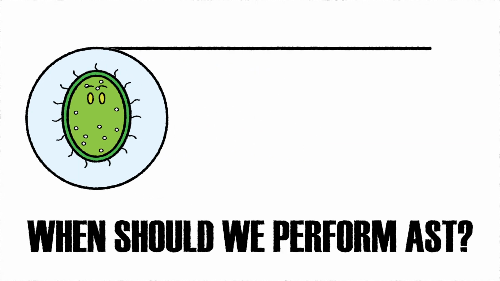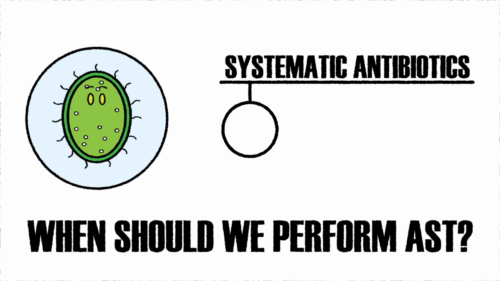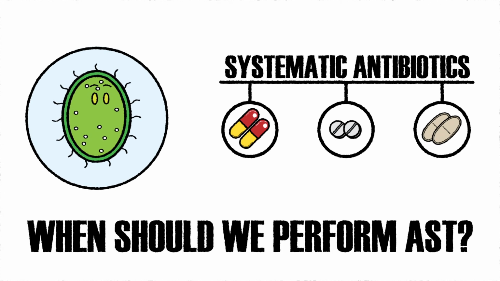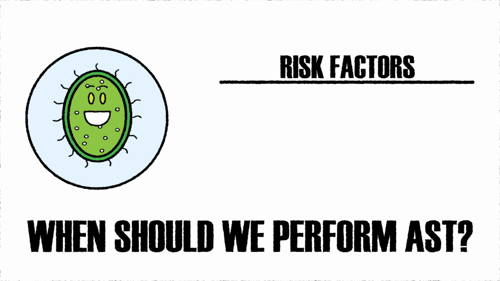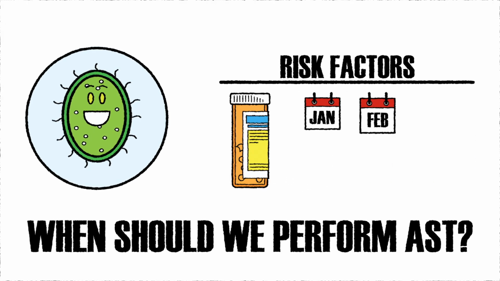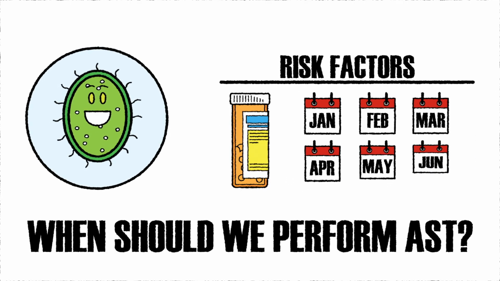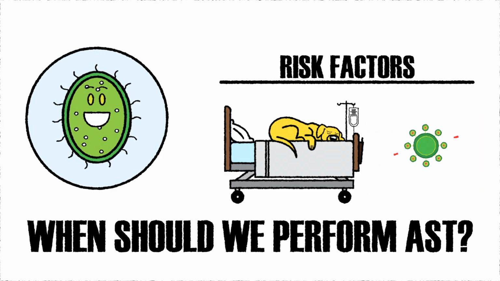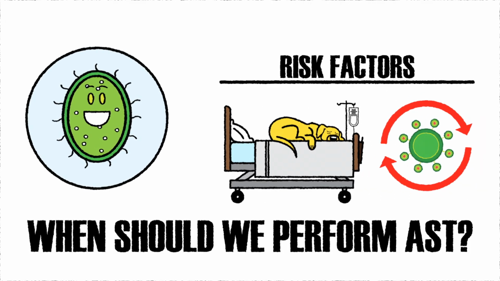AST is used to guide selection of systemic antibiotics for treatment of bacterial infections and is especially useful when there is a concern for antibiotic-resistant infections. Risk factors for antimicrobial resistance include antibiotic administration in the last 3 to 6 months, recent hospitalization, and recurrent infections.